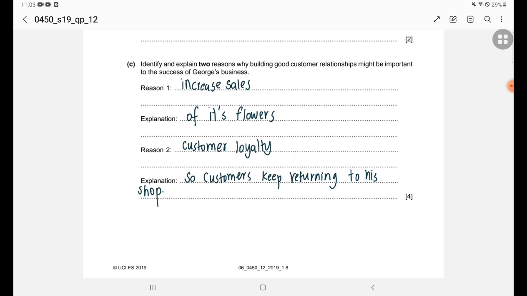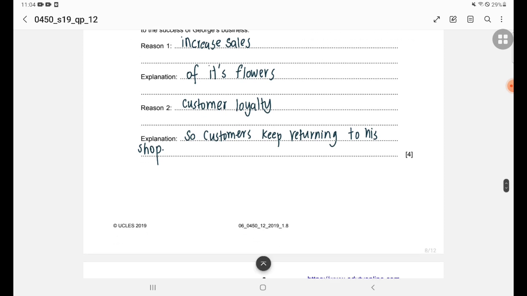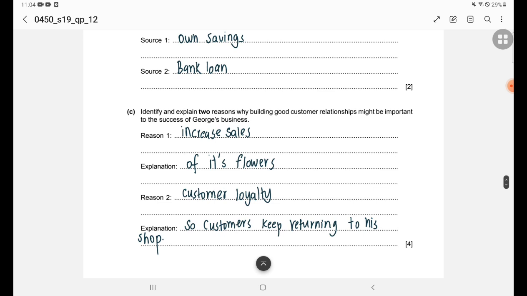Okay, so identify and explain 2 reasons why building good customer relationship might be important to the success of George's business. So first reason, we have increasing sales. Okay, so the explanation: increasing sales of the flowers. Now this is an application. I just wanted to show you how you would apply here. And this will just get you a mark, all right? A mark and 1 mark for the reason.